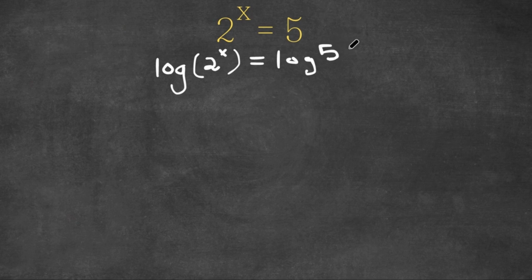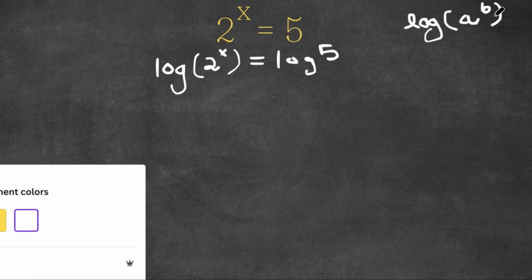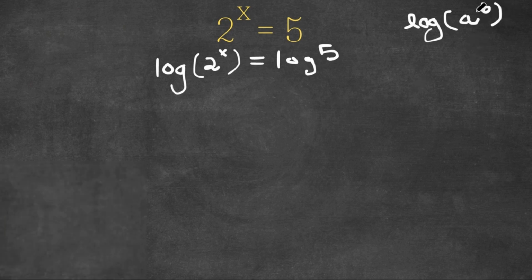Now, an important property of logarithms states that if we have a logarithm in the form log a to the power of b, the power property of logarithms states that I can actually move b, our exponent, to the front of the logarithm. This means that this would equal b times log a.